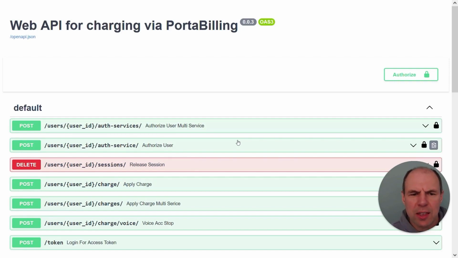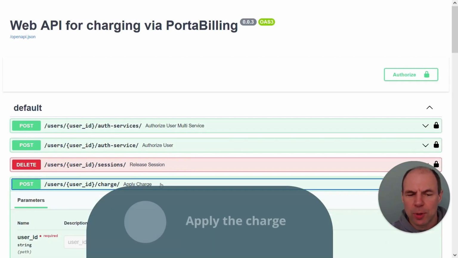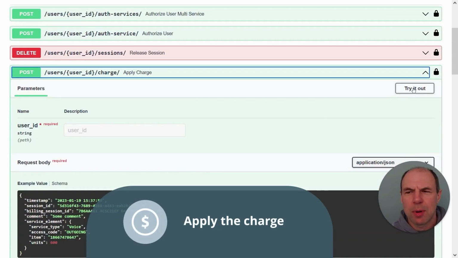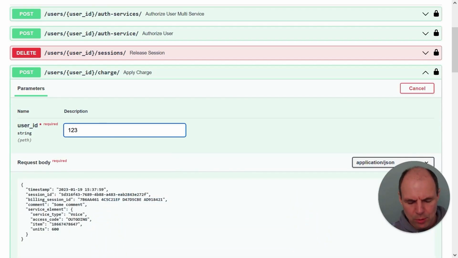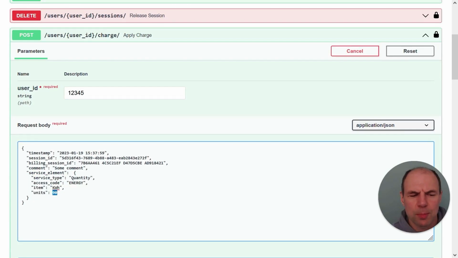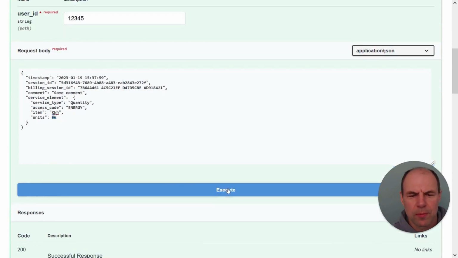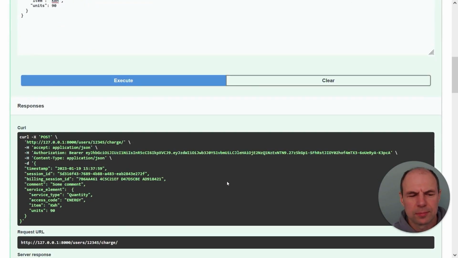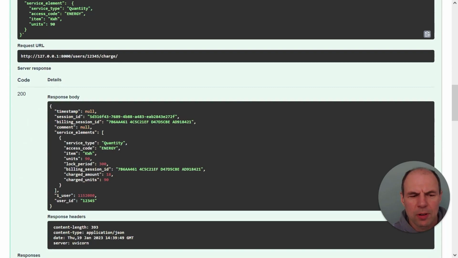And now let's simulate a situation when the customer successfully charged his or her vehicle and drove off, and now we have to apply charges to their account based on the amount of energy consumed. So 1, 2, 3, 4, 5 is our account ID. Here we're providing information. Let's assume they used up 90 kilowatt hours on that charge. We receive a confirmation that we successfully executed the charging request, and let's take a look at how it's going to be presented on the PortaBilling web interface.